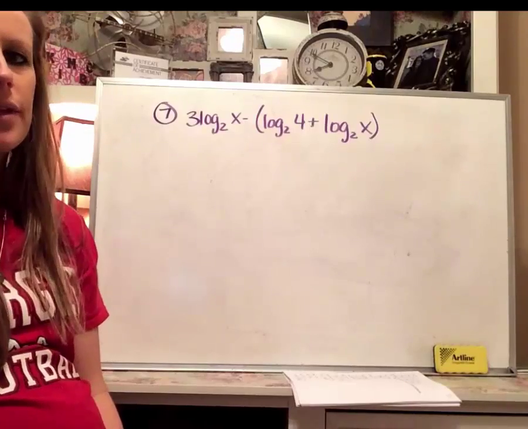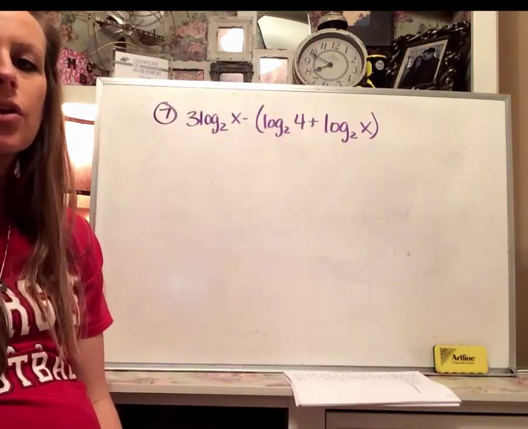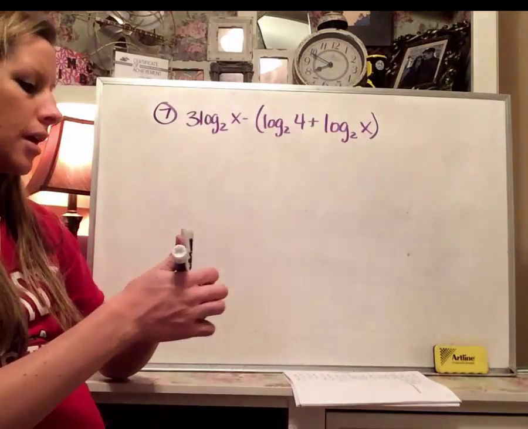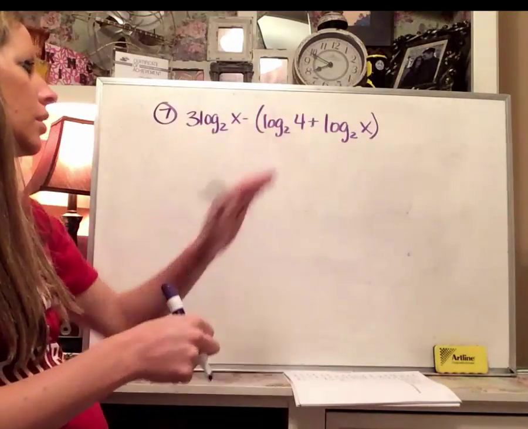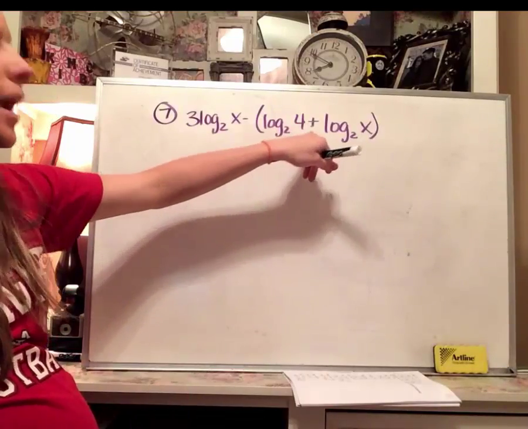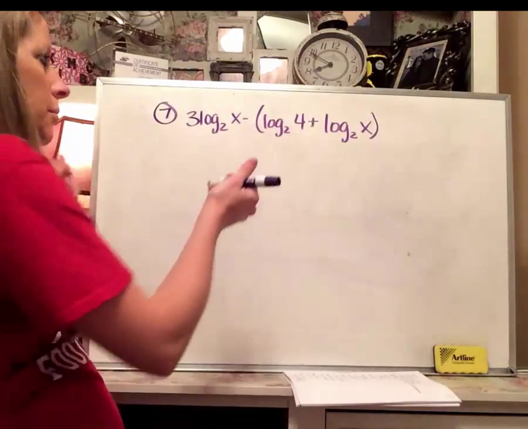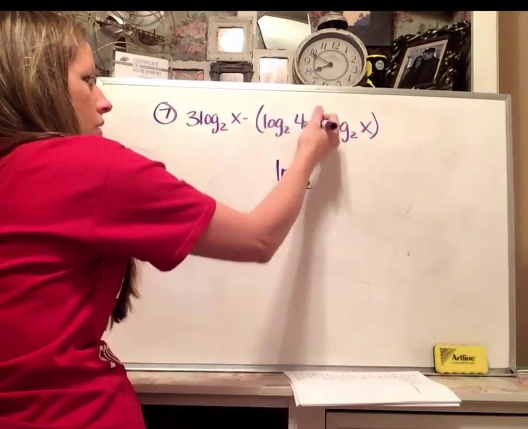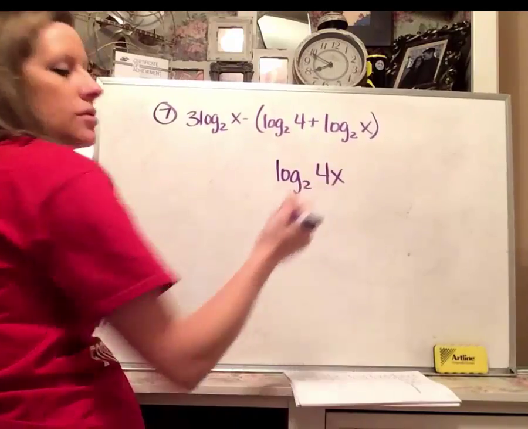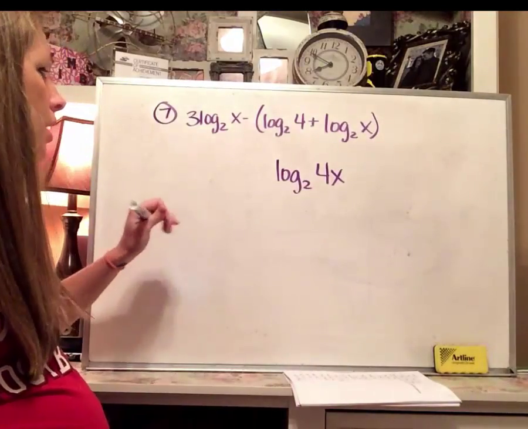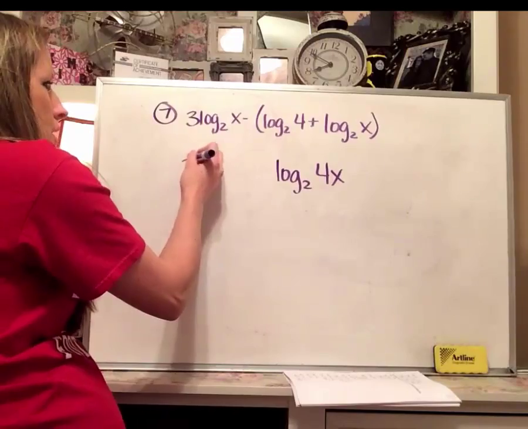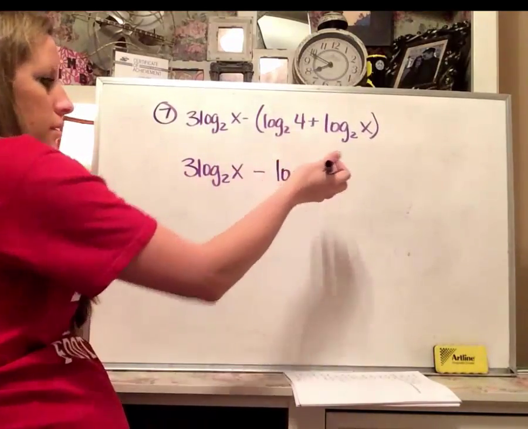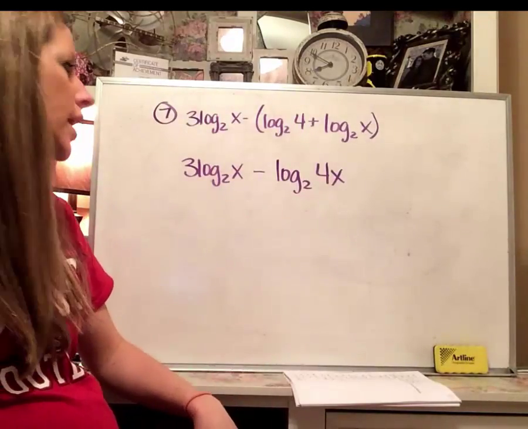Okay, number 7, just like your order of operations, you want to do the parentheses part first. So here, we're adding. If we want to condense them, we're going to be multiplying. So it'll be log base 2 of 4 times x, so 4x. And I'm going to bring the first part down, 3 log base 2 of x minus log base 2 of 4x.